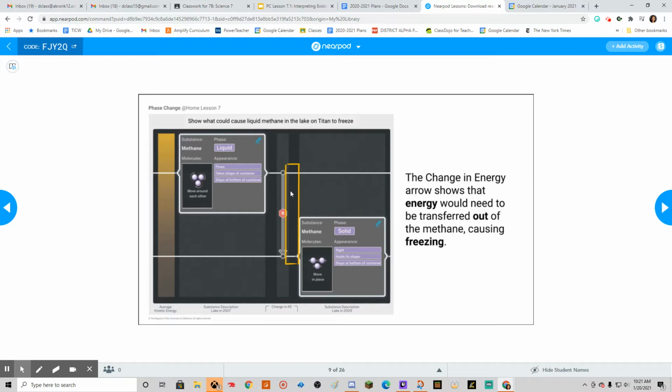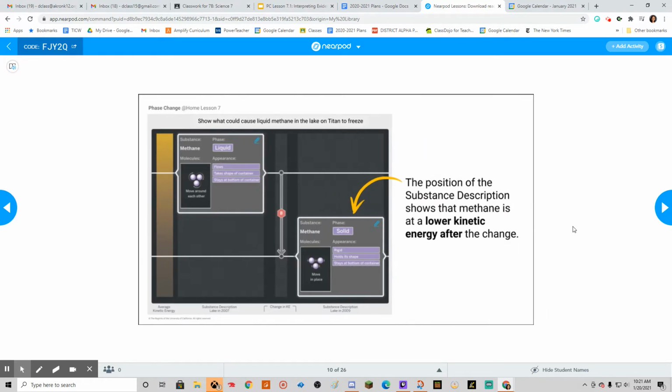So this change in energy arrow shows that energy would need to be transferred out of the methane, causing freezing. So liquid has quite a bit of energy, and in order to get to a solid, we have to transfer that energy out. So therefore our solid block is down here where we have lower amount of energy compared to the liquid. So the position of the substance description, as I just said, shows that the methane is at a lower kinetic energy level after the change. So liquids had a significant amount of kinetic energy compared to the solid.